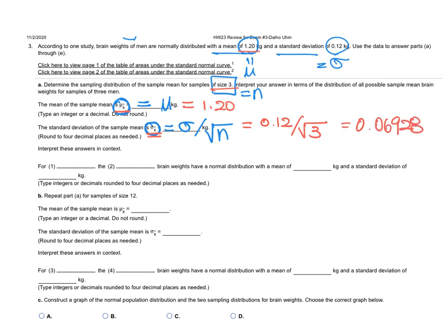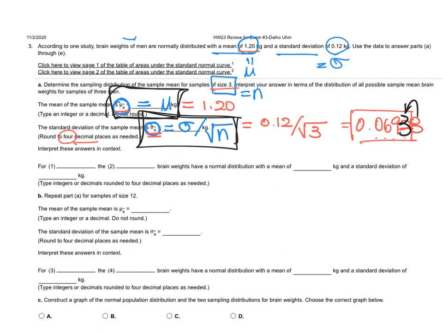So it's actually 0.12 over square root of 3, that is 0.06928. How many decimals? Your answer must be 4 decimals. It's 1, 2, 3, 4. So it must be 0.0693 is actually, we have to do the rounding. So by this way, we take the mean of the means and the standard deviation of means.